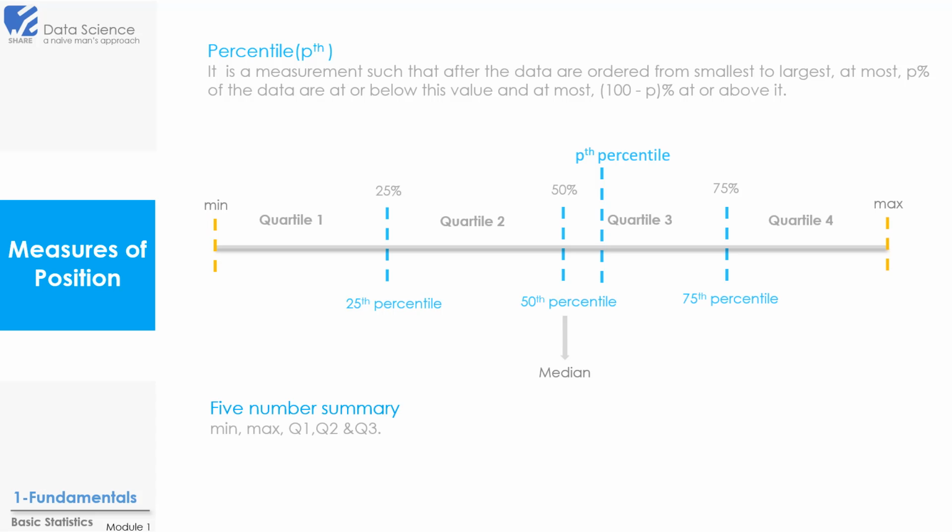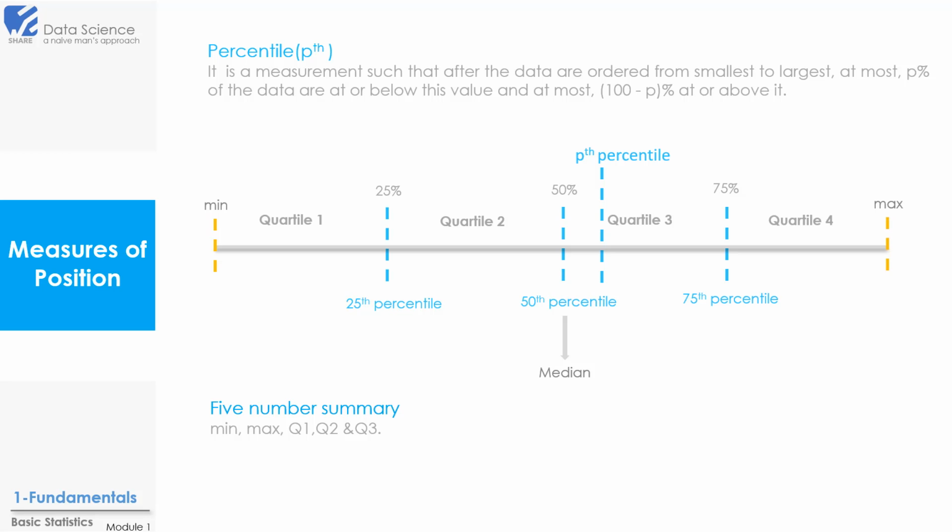After that we have 5-point summary, which is minimum, maximum and 3 quartiles. Quartile 1 is 25th percentile, which means 25% of the data is below it and 75% is above it. Then we have quartile 2, which means 50th percentile. It is also called median. So 50% of the data is on the left hand side and 50% of the data is on the right hand side.